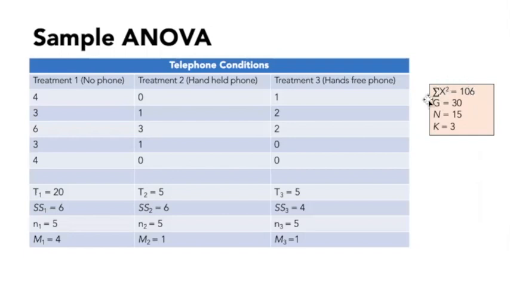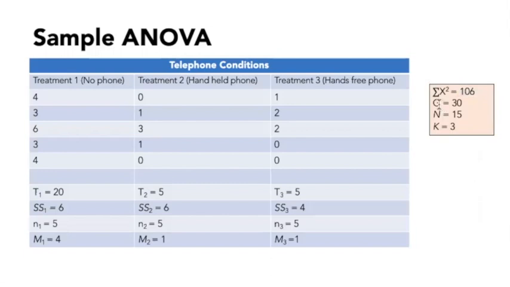Okay, so how do we calculate this? We calculate it like this. So x squared, that is 4 times 4 is 16, 3 times 3 is 9, 6 times 6 is 36, 3 times 3 is 9, 4 times 4 is 16, 1 times 1 is 1, 3 times 3 is 9, 1 times 1 is 1, 1 times 1 is 1, 2 times 2 is 4, 2 times 2 is 4. You calculate all of that, you get sigma x squared, that is 106. That is a value that you need to have when you do one-way ANOVA.